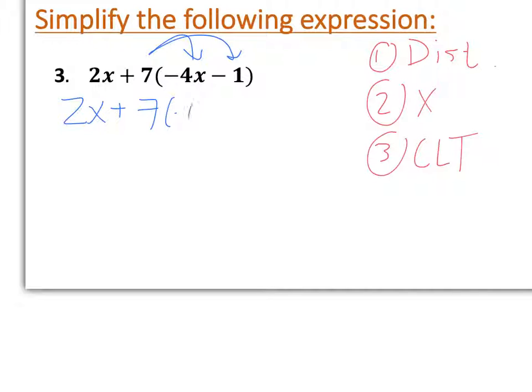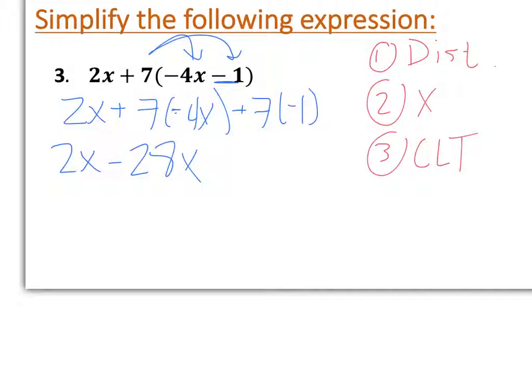Taking 7 times a -4x, and I'm taking a +7 times a -1. Don't forget that negative right there. So again, can't do anything with that 2x yet. But I'm taking 7 times a -4x. 7 times -4 is a negative 28x. And then 7 times negative 1 is a negative 7. So I've been skipping these steps. We distributed, we multiplied, and now we have to combine our like terms.